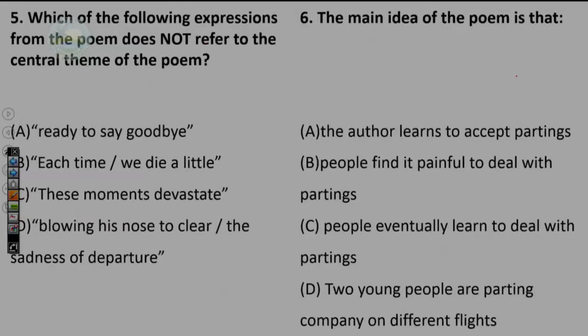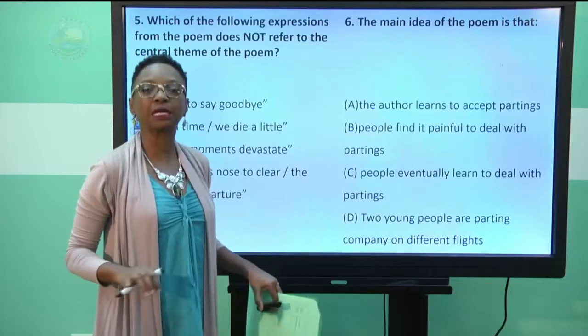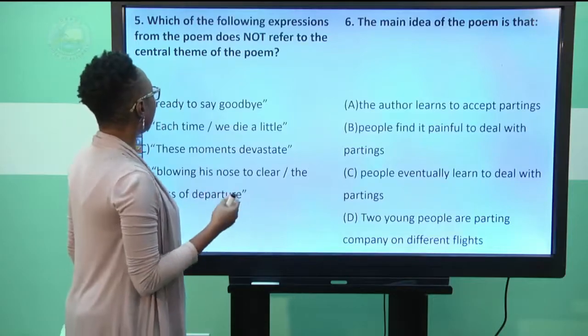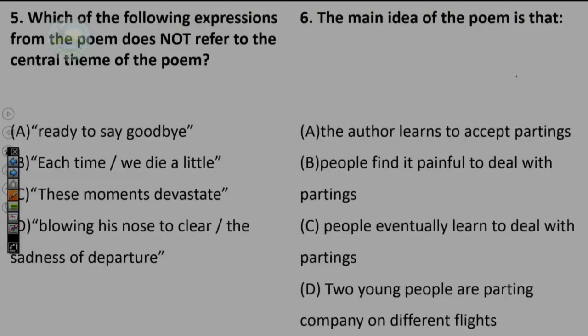Question 5. Which of the following expressions from the poem does not refer to the central theme of the poem? Now, these are what I like to call sometimes the tricky ones. It's very easy for you to identify what is there, but now you have to move aside the information that you've been given and identify what's not there. So it's like removing the clutter. So while you're listening to the poem, try to identify which of these you're actually hearing in the reading, so that through process of elimination, you're able to identify which of them you're not hearing in the poem.